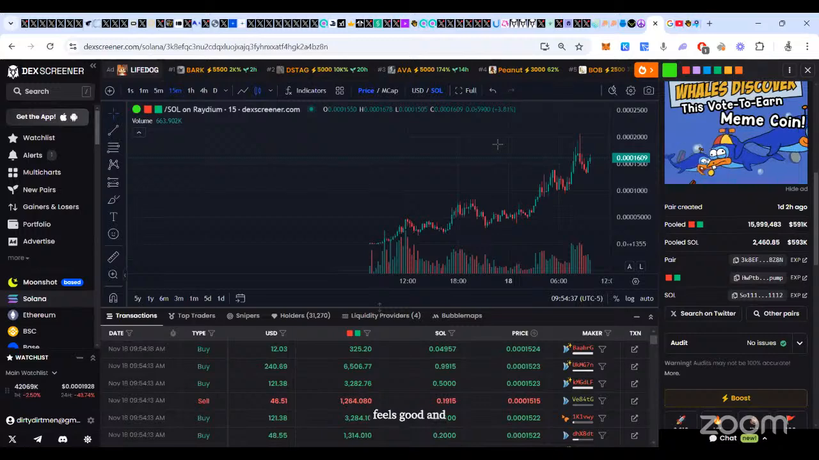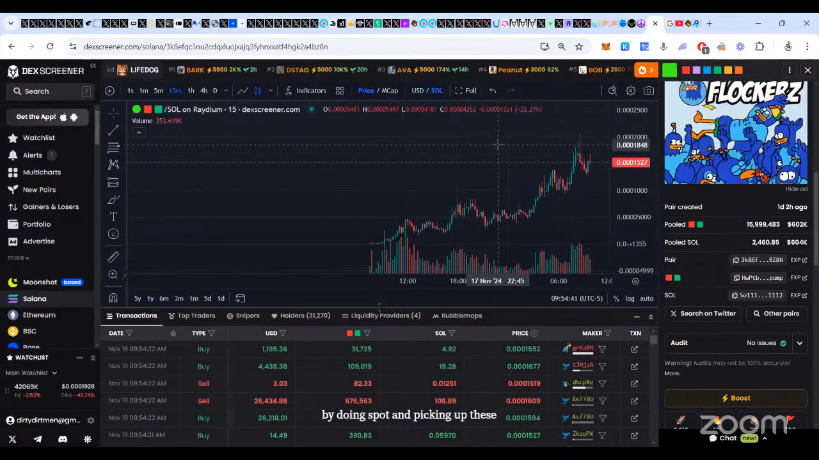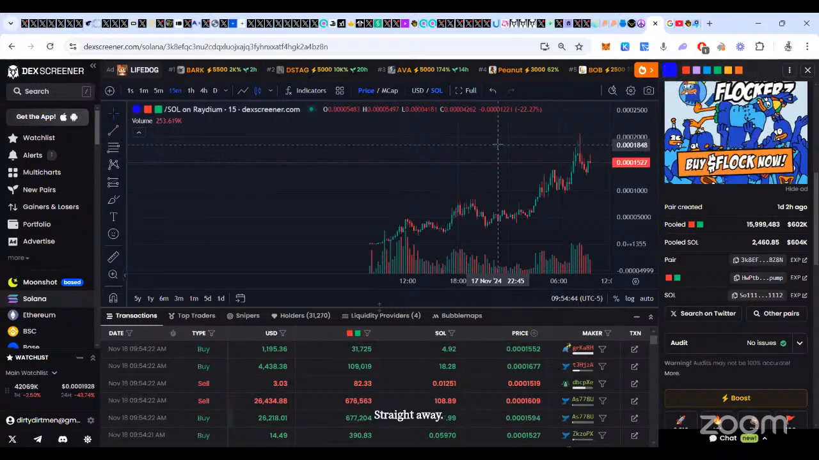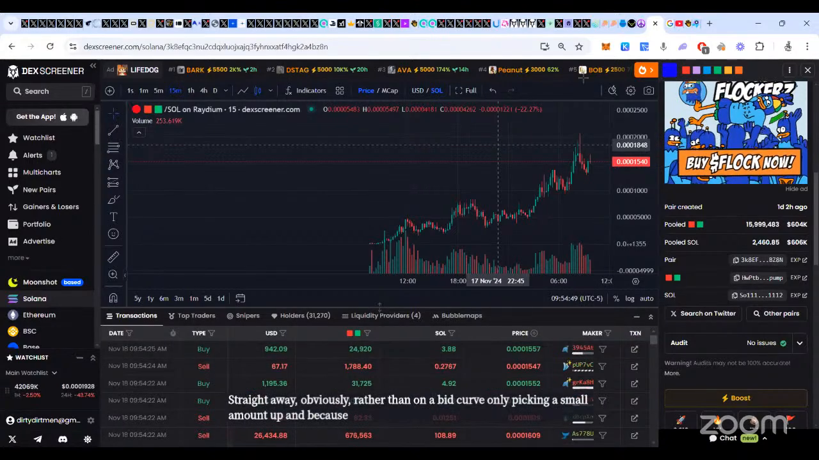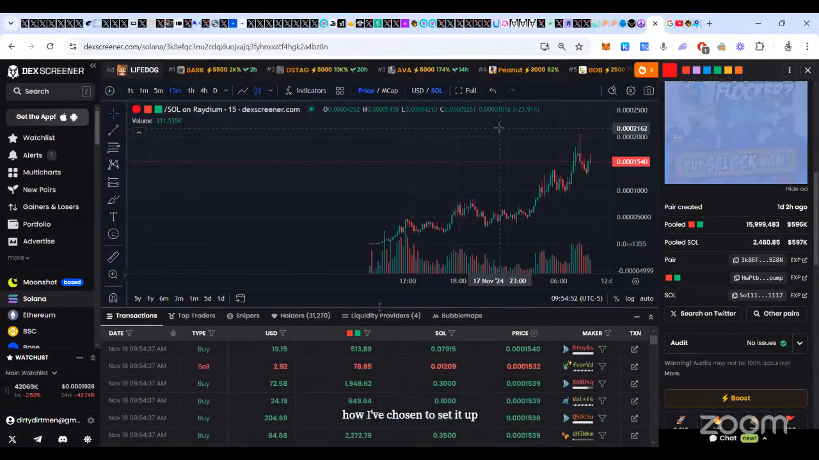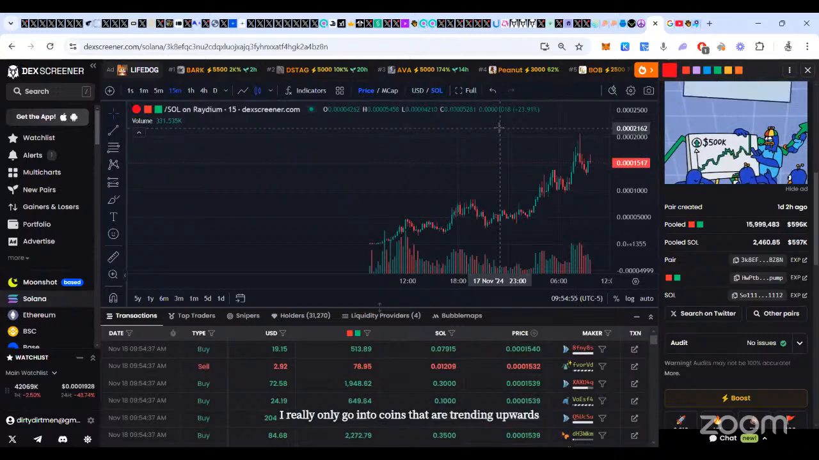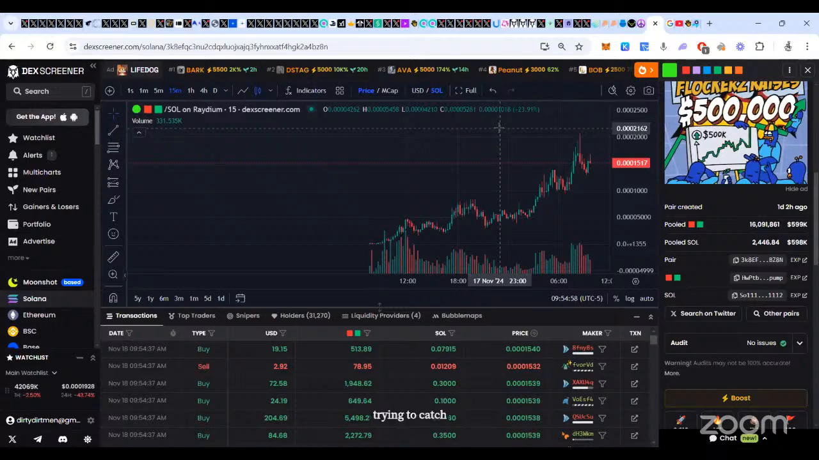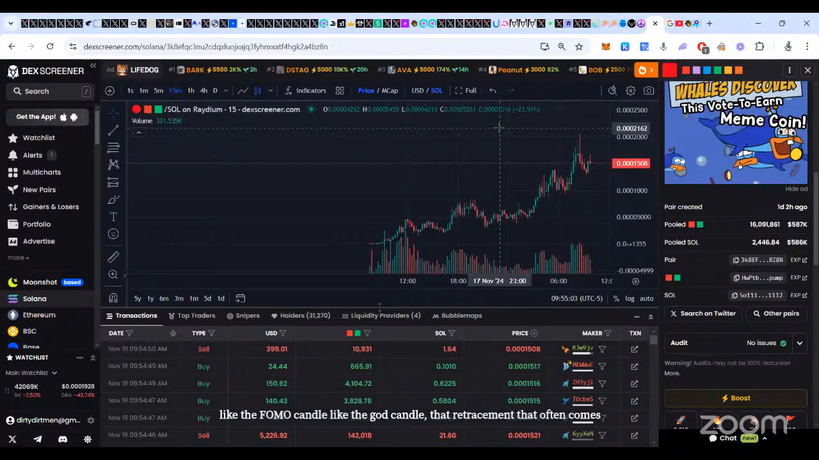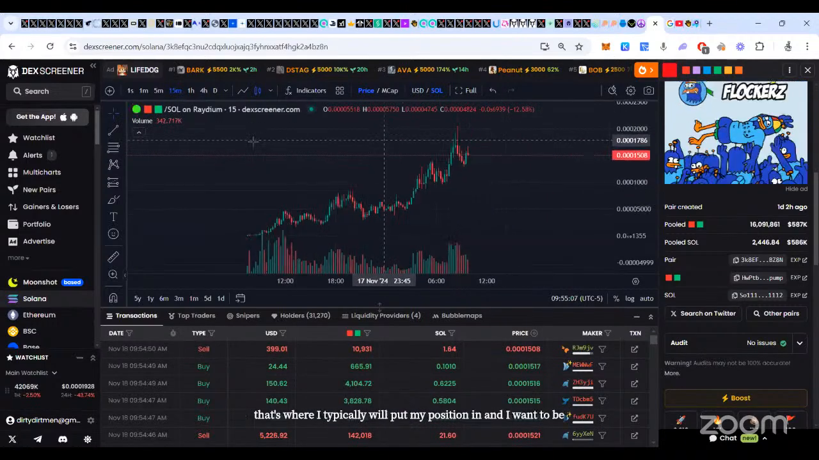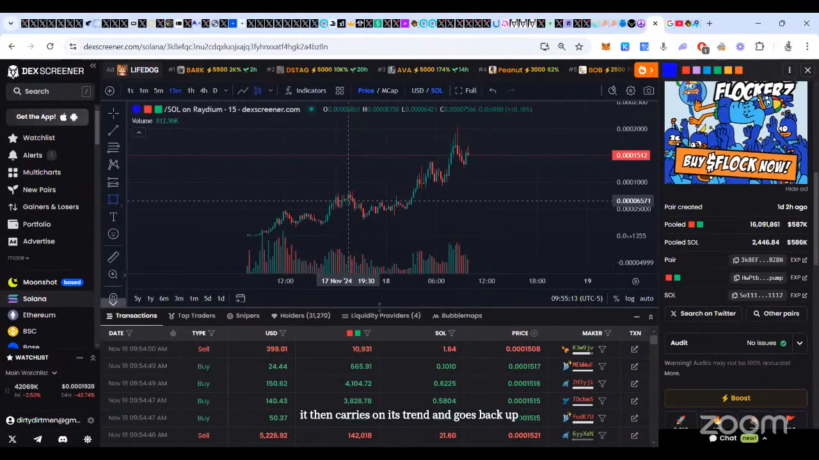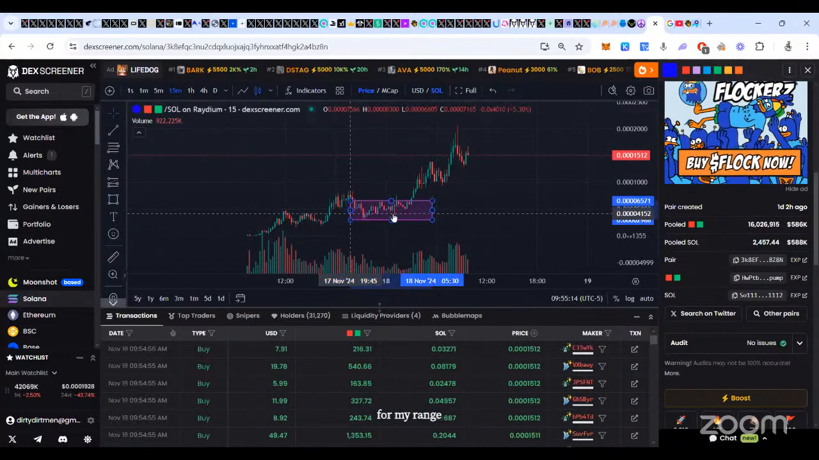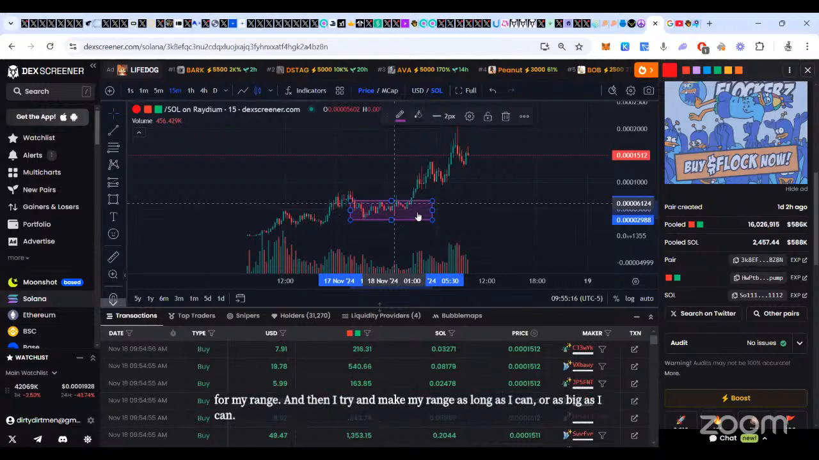And by doing spot and picking up fees straight away, rather than on a bid curve, only picking a small amount up. Because of how I've chosen to set it up, I really only go into coins that are trending upwards, trying to catch the FOMO candle, the God candle, that retracement that often comes. That's where I typically put my position in, and I want to be catching fees all the way down, and then ideally it carries on its trend and goes back up. That gives me the maximum fees for my range, and I try and make my range as long as I can, or as big as I can, for whatever pool it is.